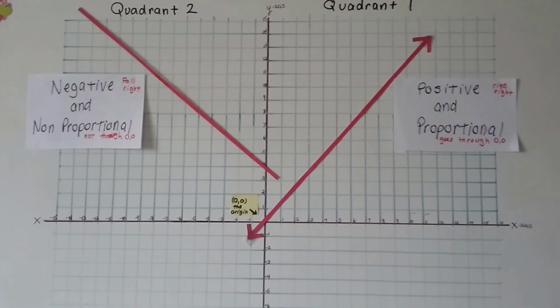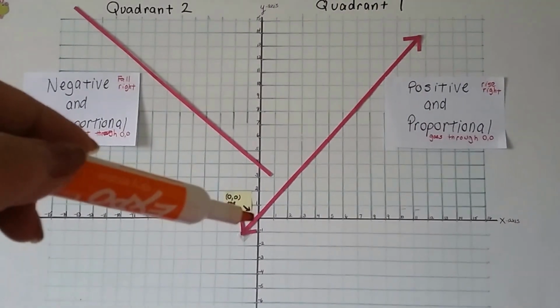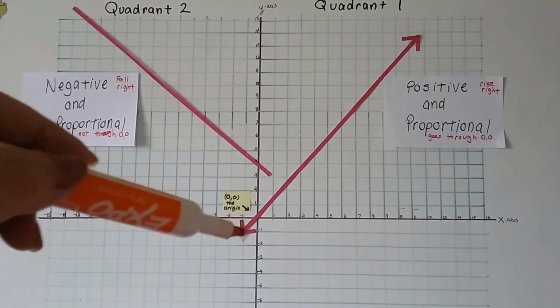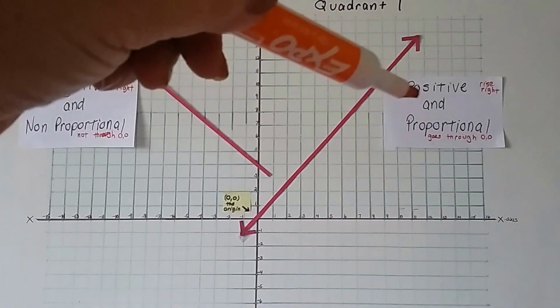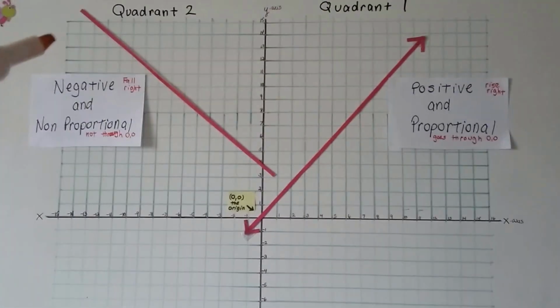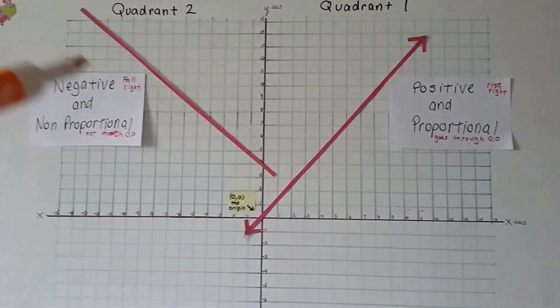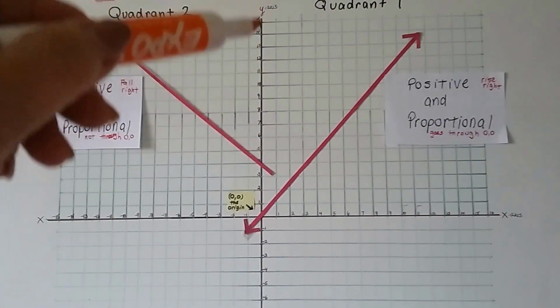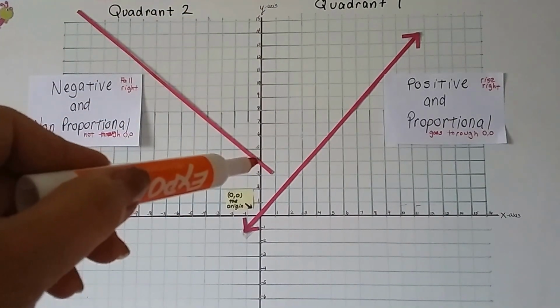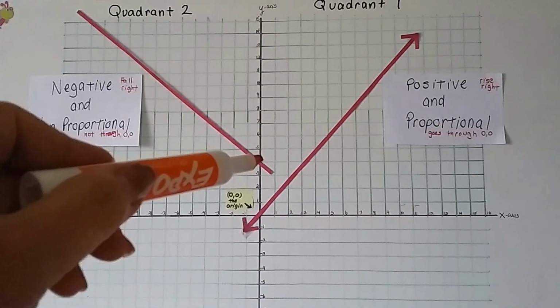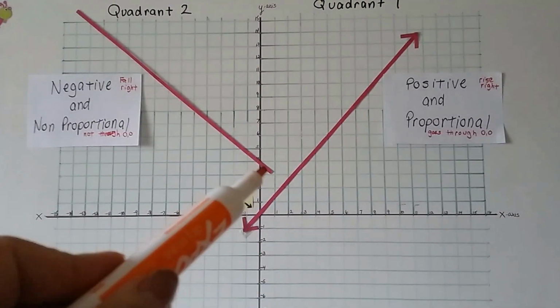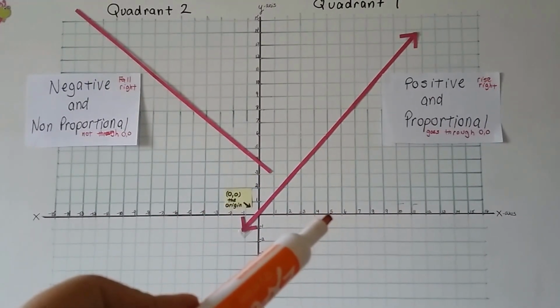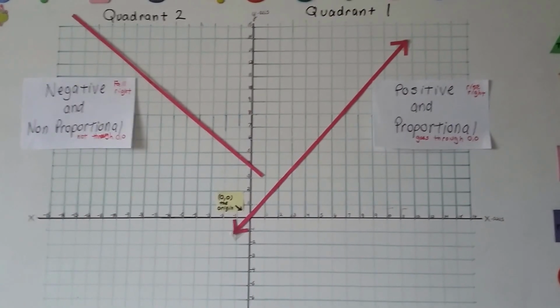I made it on my big board. You can see this line is going through the (0, 0), so it is proportional, and it's going up to the right, so it's positive and proportional. This one is falling to the right, and it's non-proportional because it's not going through the (0, 0). It hit the y-axis at the 4. That was its y-intercept, right at the 4 right there. And if it continues on, it's going to hit the x-axis down over here, isn't it? So that's not (0, 0). That's not proportional.